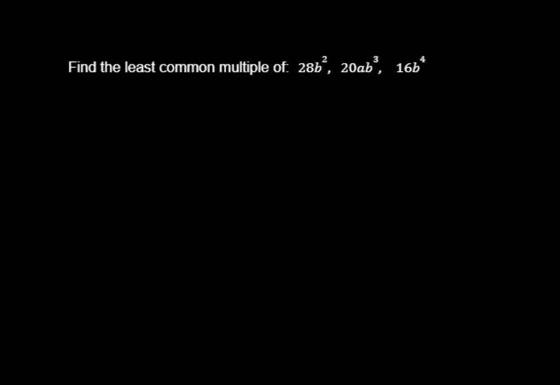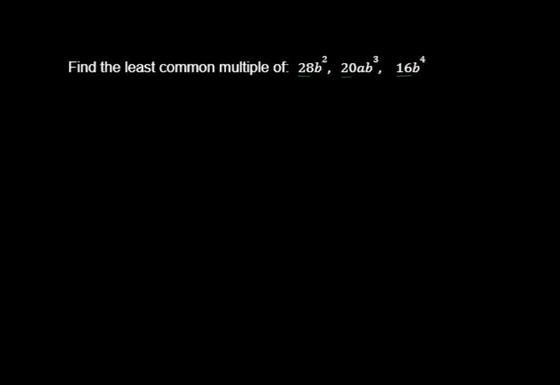In this example, we have three expressions. We have 28b squared, 20ab to the third, and 16b to the fourth. Since they're all monomial expressions, I don't have to factor any polynomials, so we're going to start by looking at the numbers. Now, there's several ways you can find common multiples. One way involves just making a list of the multiples for each of the numbers and finding the smallest one that they have in common.